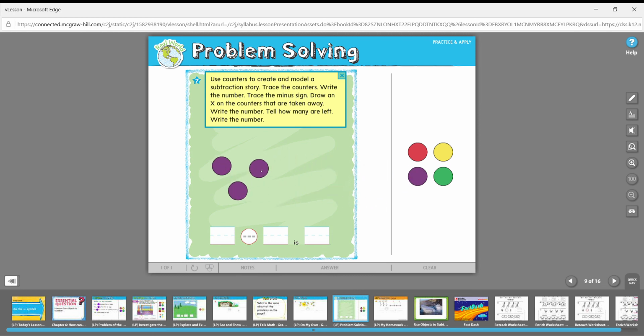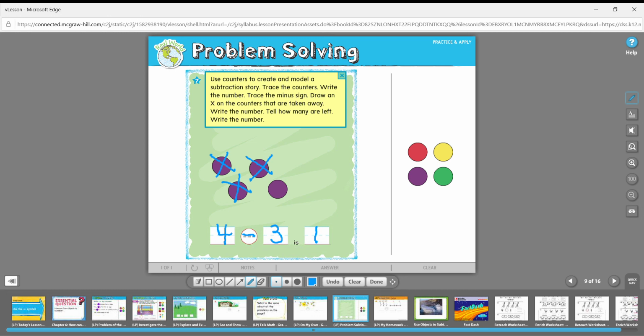4 dogs were playing at the dog park. Minus, right? I'm tracing over the minus sign. 3 of the dogs' owners said they had to go home. 1, 2, 3. I'm Xing them out because they're leaving. 3. How many are left? 1. 1 dog is left at the dog park. So our subtraction sentence says 4 minus 3 is 1.